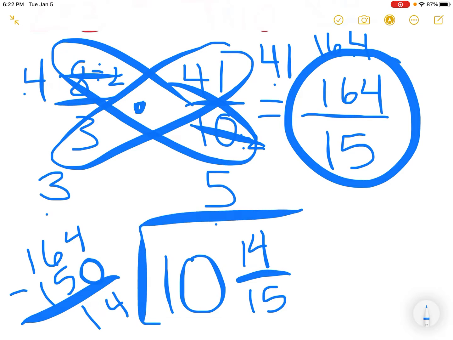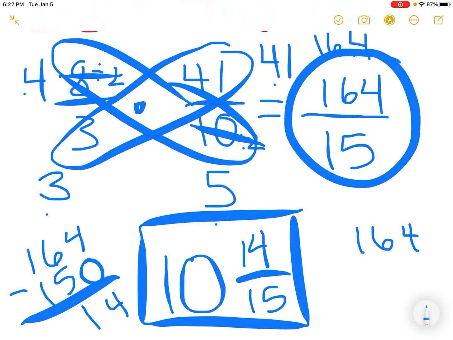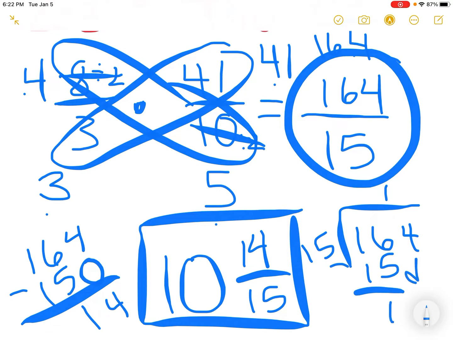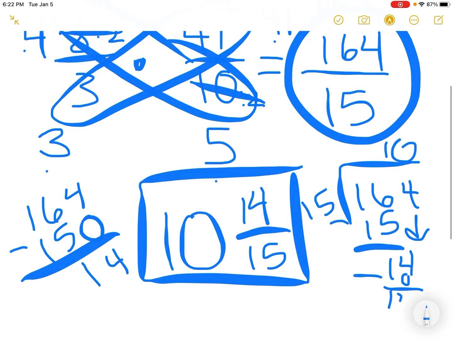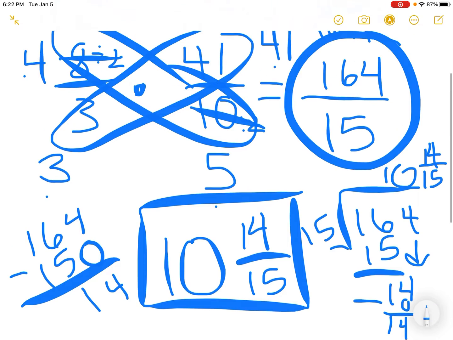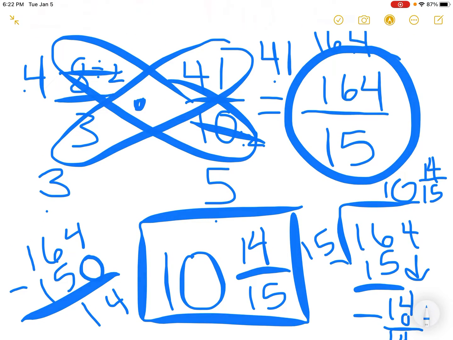15ths. Remember that a fraction bar means to divide. So really all you need to do there is think about how many 15s can go into 164. And that will give you your answer as well. So you can always do long division there, especially as these problems start to get larger and we're dealing with mixed numbers. Let's do another one.